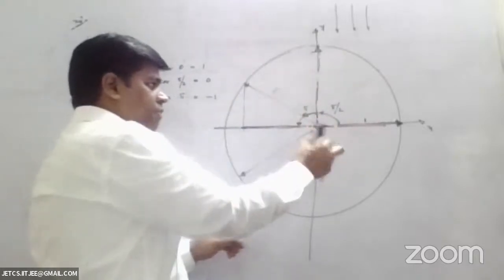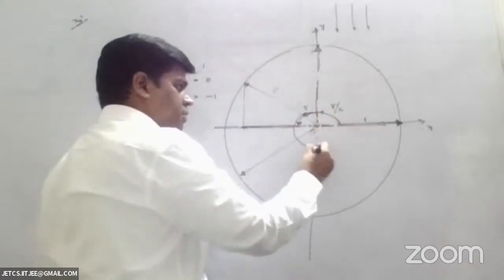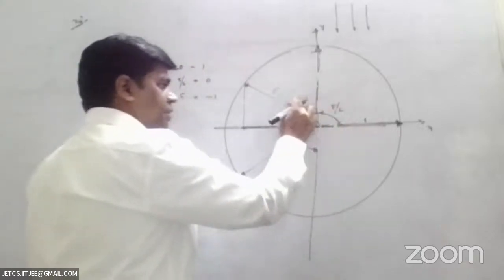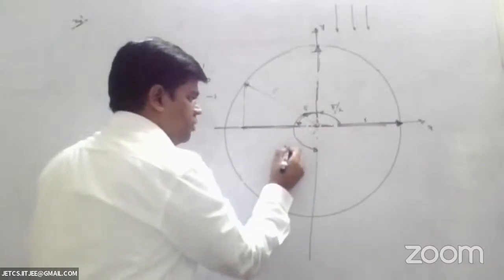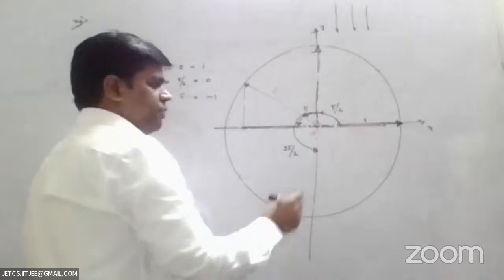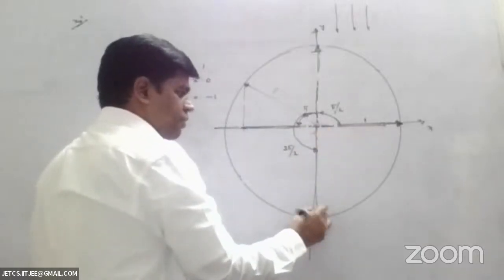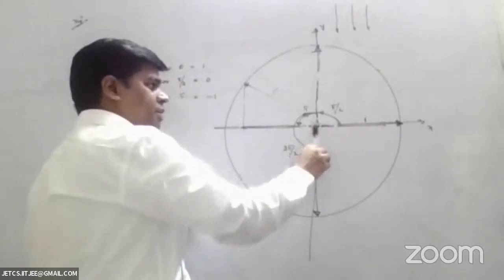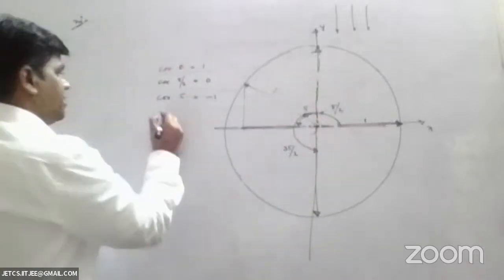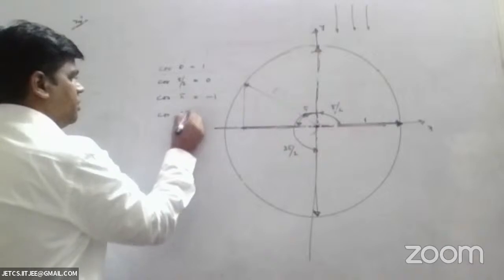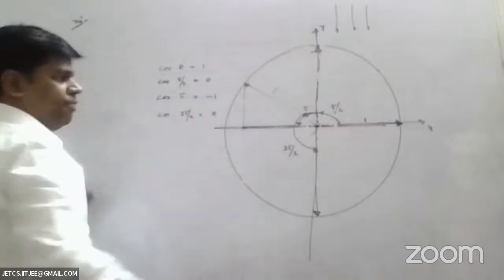What is cos of? How much is this angle, students? It is pi by 2 plus pi by 2 plus pi by 2, 3 pi by 2. So when the radius turns to 3 pi by 2, shadow is again a dot, 0. So cos of 3 pi by 2 is again 0.